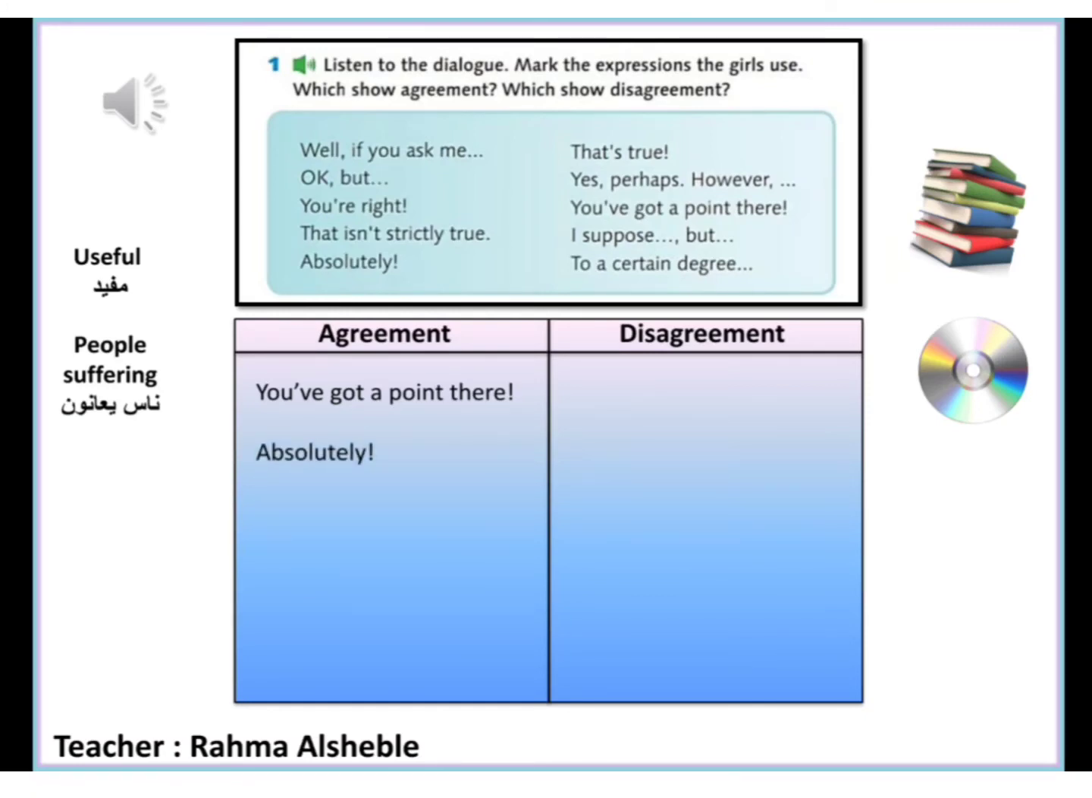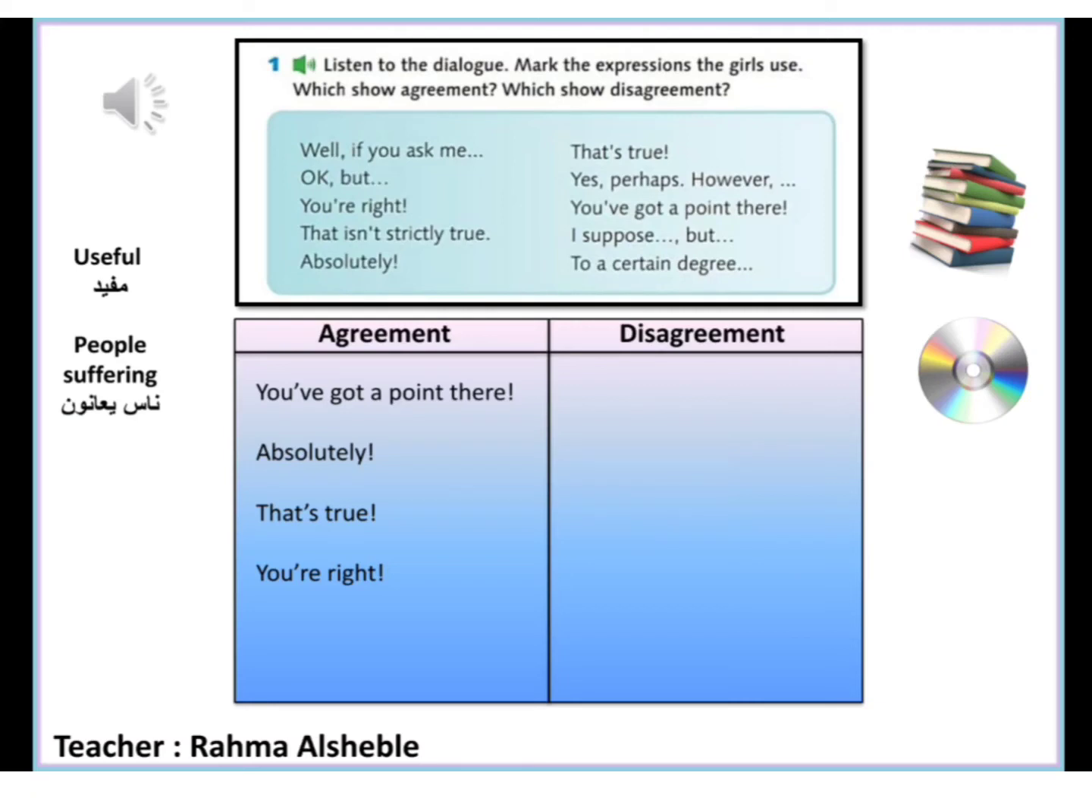Number 2 is absolutely, which means really, definitely. Here this expression also shows agreement. That's true. You are right. These two expressions also, that's true, you're right, also show agreement. Okay, what about disagreement?